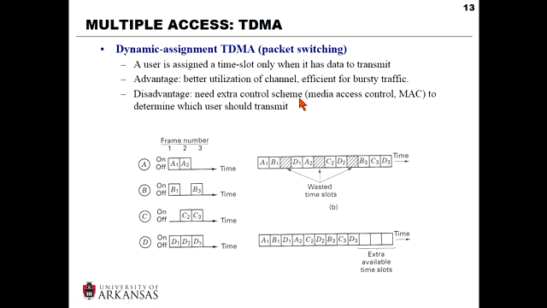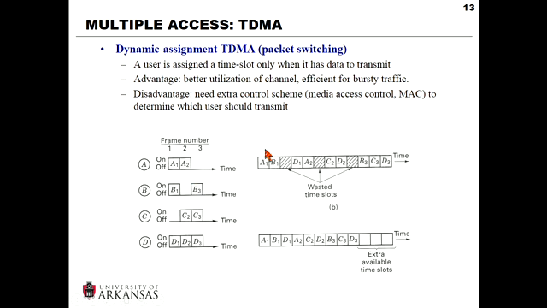This control is done on a packet basis. So for each packet, we need to decide where to send this packet. And for the fixed assignment, we only need to do the assignment on a session basis. For each session, we only need to do the control, the setup, once. But for packet switching, we need to do this for every single packet. So the overhead is obviously higher. We need media access control to determine which user should transmit.